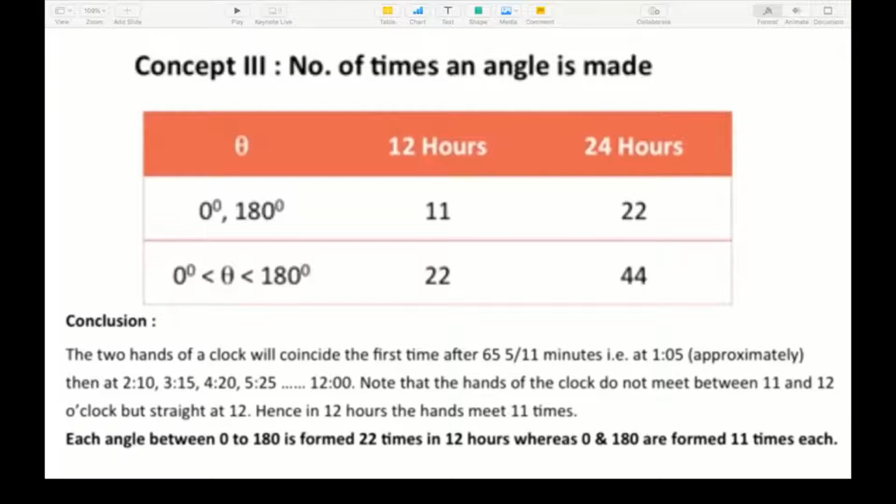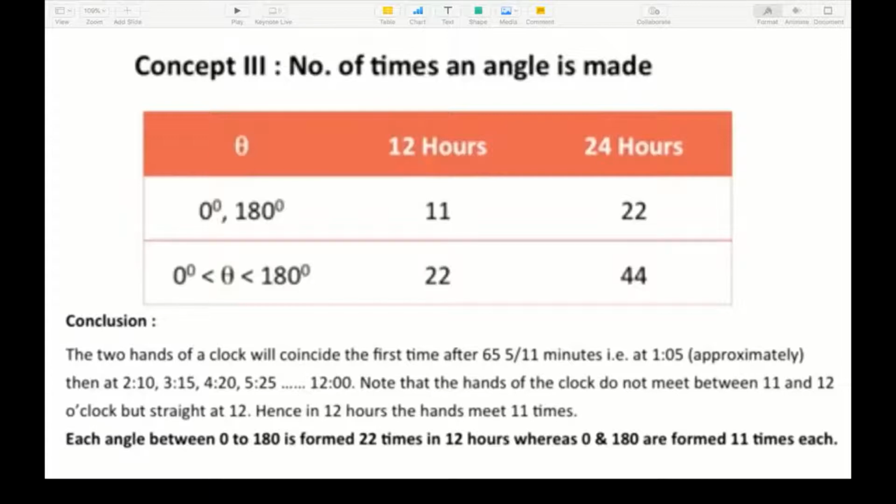But if the question is asking you how many times in 12 hours the hands of a clock coincide, in that case your answer will be 11. So you need to be very careful here. If the time duration is 12 hours, coinciding positions will be 11. But if the time duration is 24 hours or 1 day, then the coinciding positions will be 22.